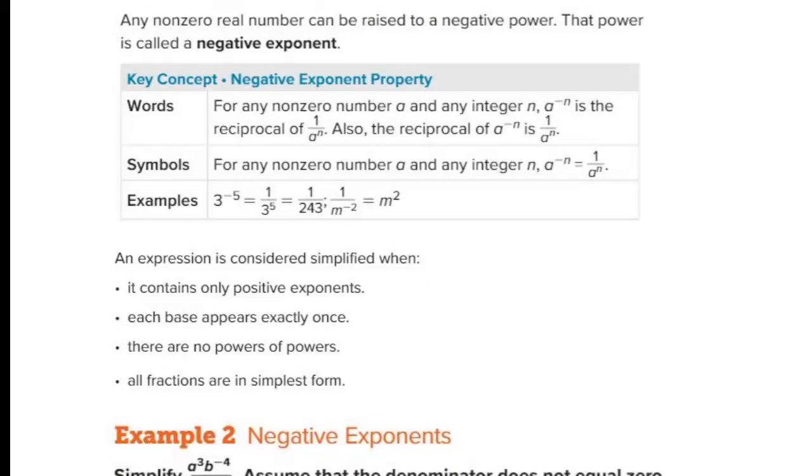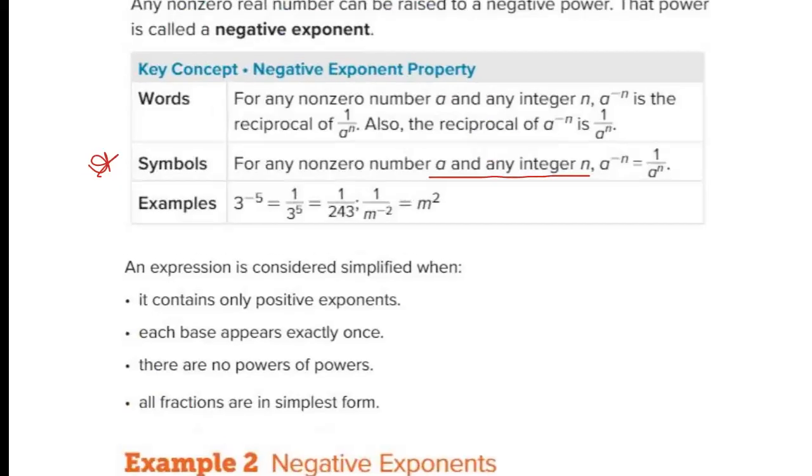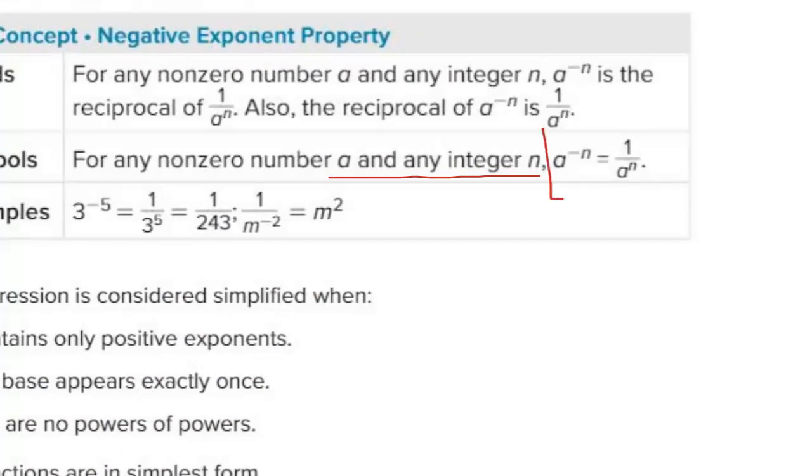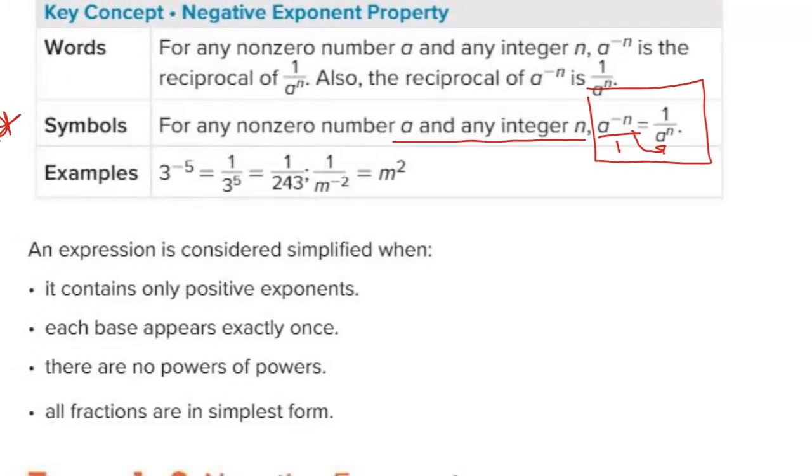I don't like the words they have here, but let's take a look at the symbols. For any non-zero number a and any integer n, a to the negative n, you might want to box this, is equal to 1 over a to the n. So this was in the numerator, and then it moves to the denominator, and the negative exponent is removed. The negative, you just remove it.